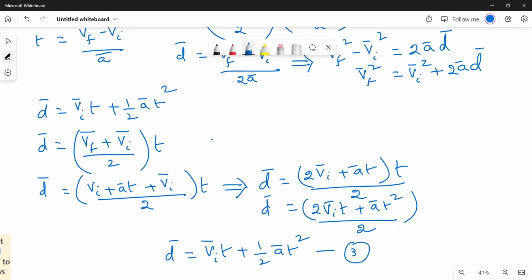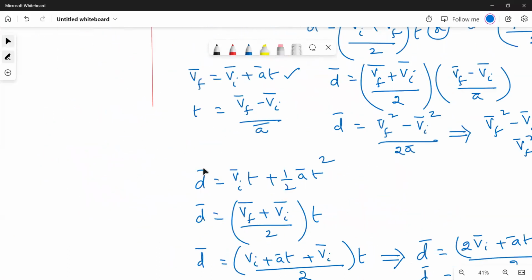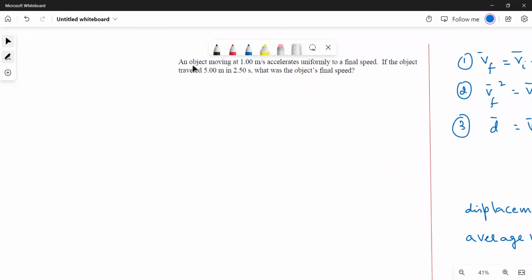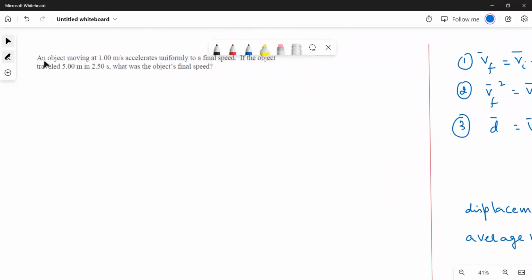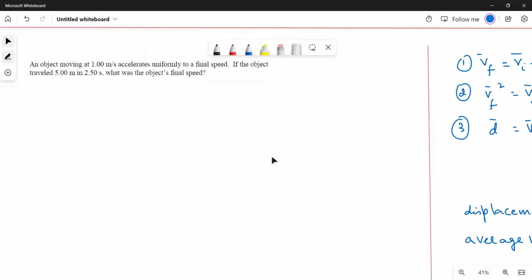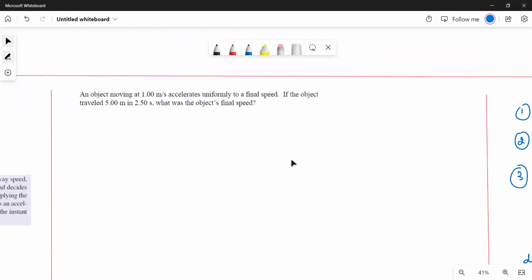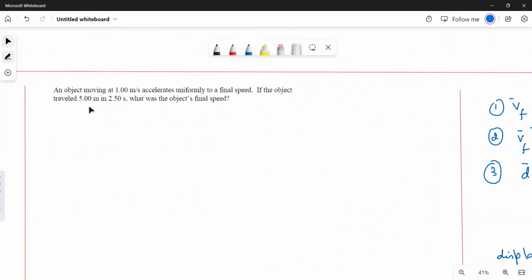Now based on these kinematic equations, we will solve problems. Let us solve one problem. An object is moving at 1 meter per second, accelerates uniformly to a final speed. If the object traveled 5 meters in 2.5 seconds, what was the object's final speed?